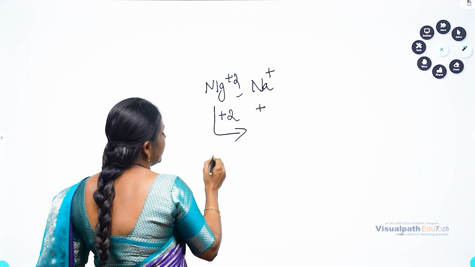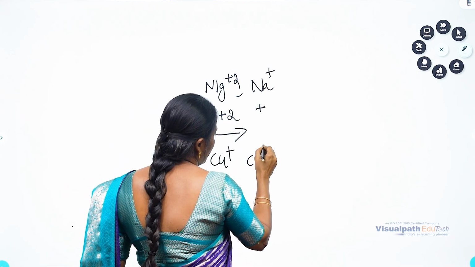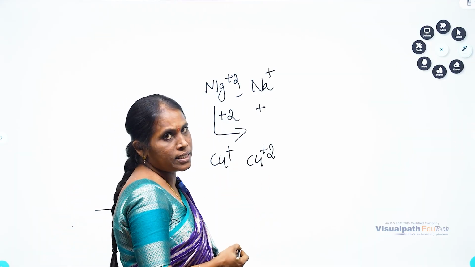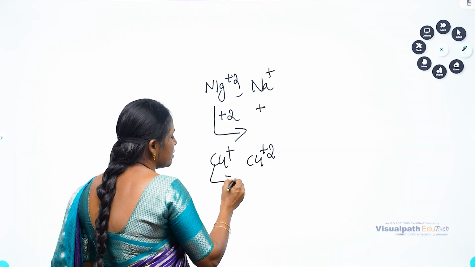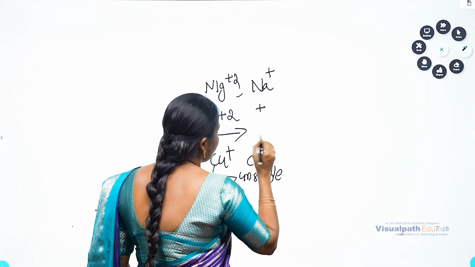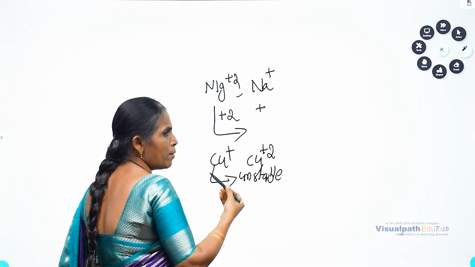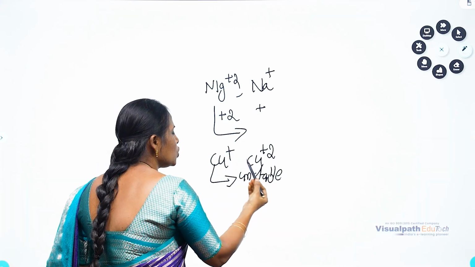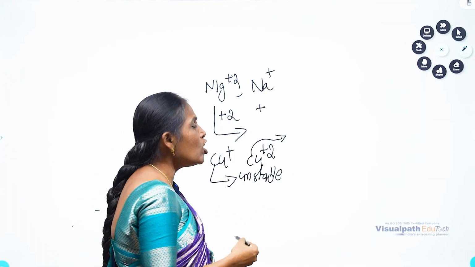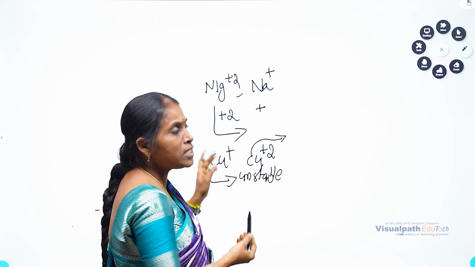And next we take Cu plus and Cu plus 2. So here, which one is less stable? Generally, Cu plus is the unstable one. See, Cu plus has 1 positive charge and here it has plus 2 charges. This means in these two examples, Cu plus 2 has more hydration energy. Due to that more hydration energy, it is stable and here it is unstable.